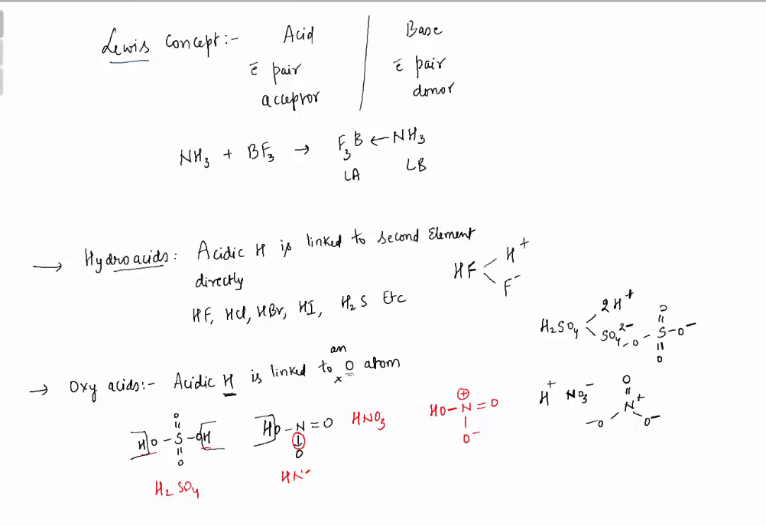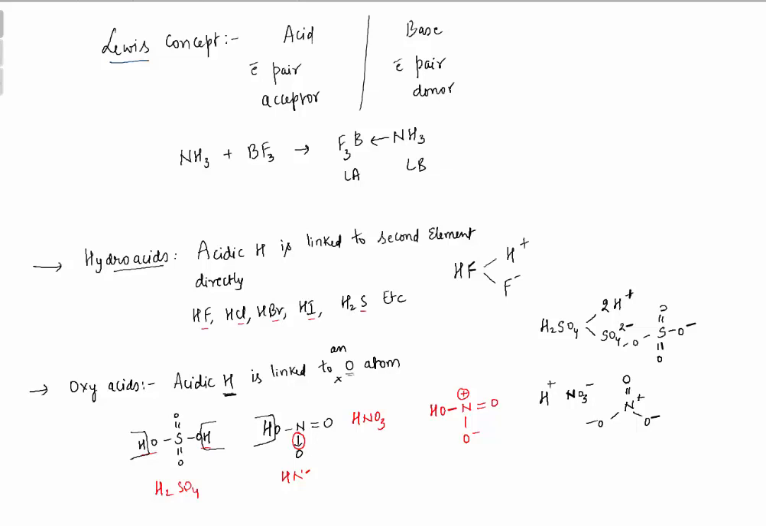So please remember, oxyacids, they contain oxygen in their formula, and the acidic H is linked to that oxygen atom. Whereas in hydroacids, acidic H is directly linked to the second element. Generally, it will be more electronegative element. For example, beta, you can see here HF, Cl, Br, I, S. These are all more electronegative atoms when compared with hydrogen. So, if you remember electronegativity, it helps you to predict few properties better.